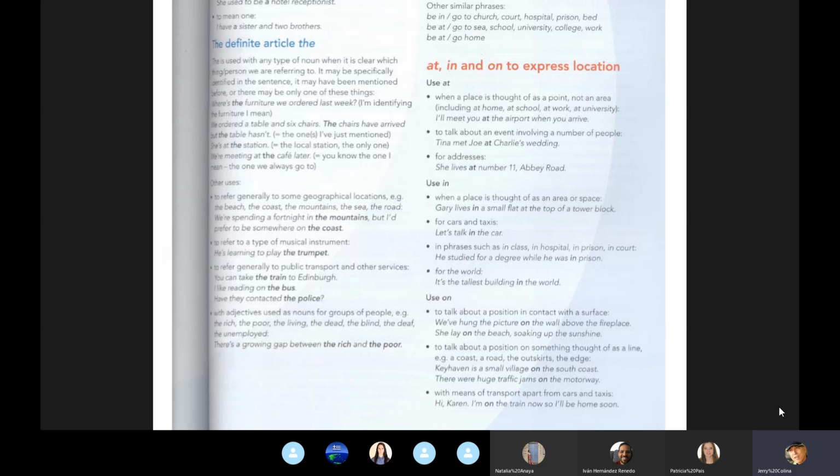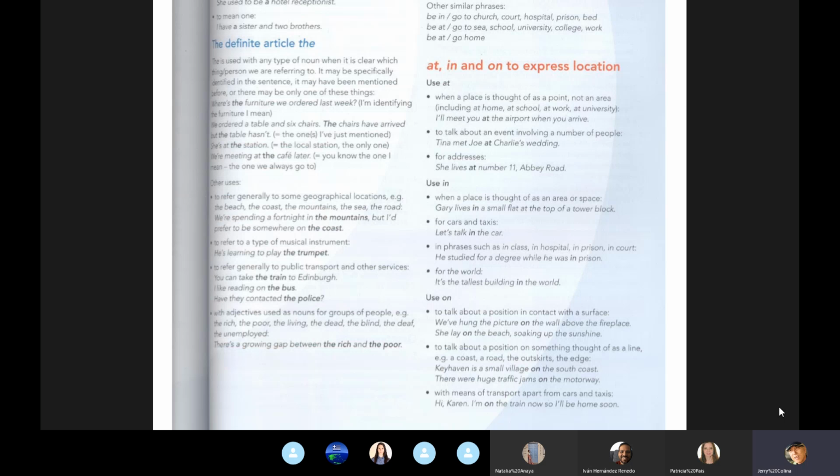We use on to talk about a position in contact with the surface. Yes, we know this use because we studied that in secondary school. Where is the book? The book is on the table. Where is the picture? The picture is on the wall. This is the common use of on. Example, we've hung the picture on the wall above the fireplace. She lay on the beach soaking up the sunshine.